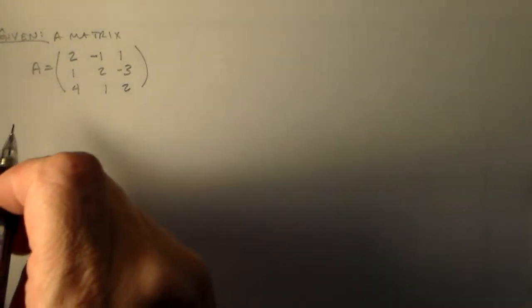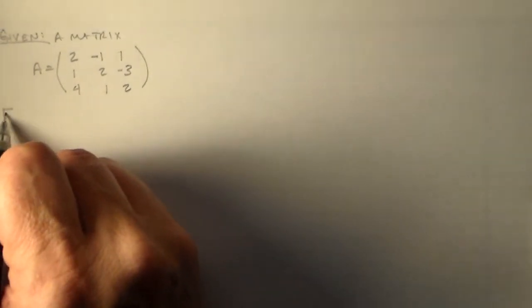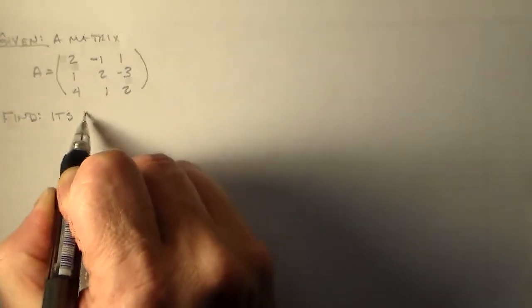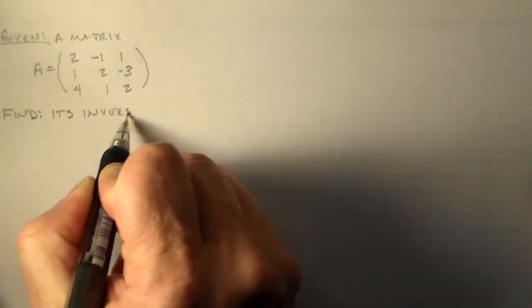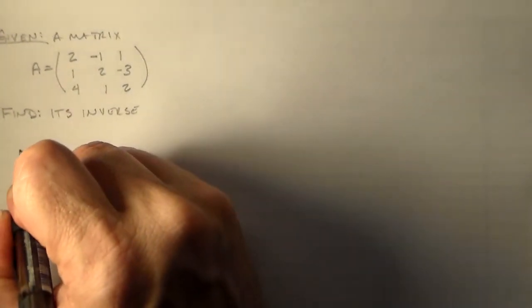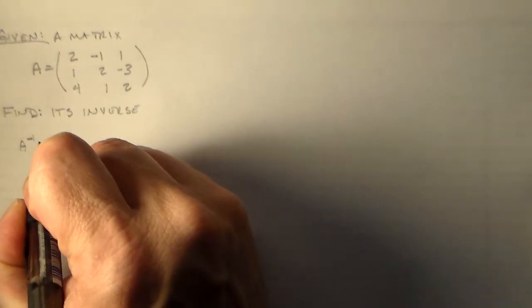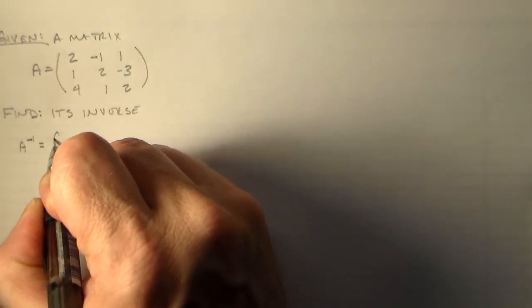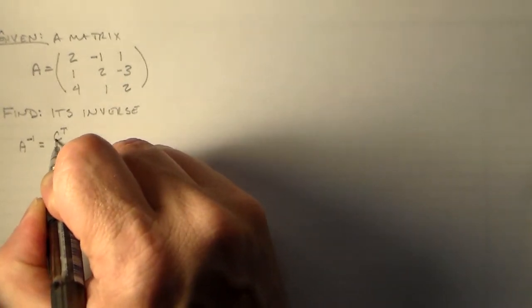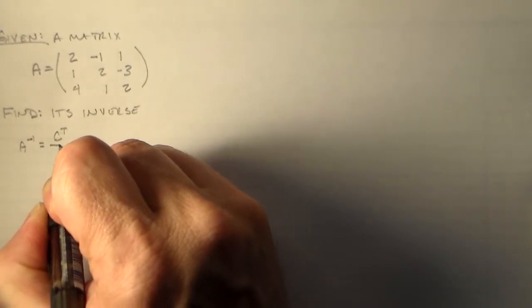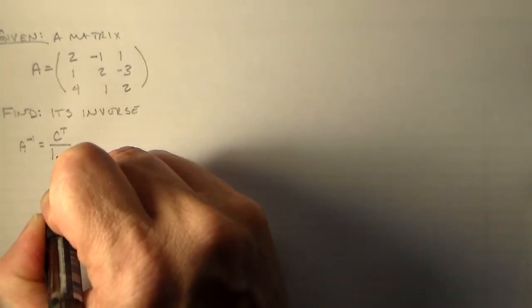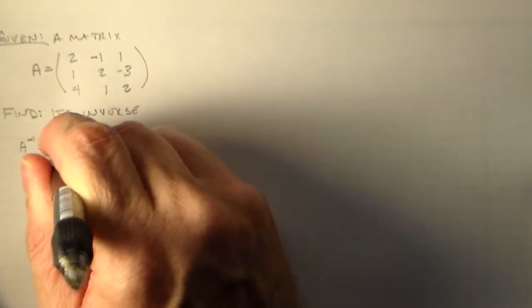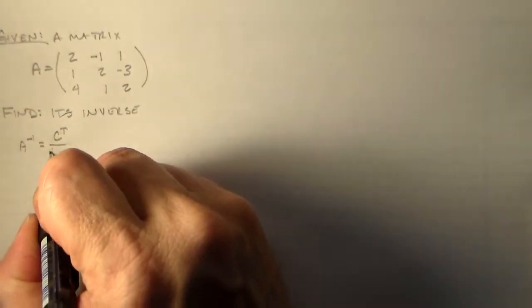That's the kind of matrix that really makes life interesting and fun, right? And what we want to do is find its inverse. And its inverse is equal to the transpose of the cofactor matrix over the determinant of, let's not call that determinant, let's say over the determinant of A.